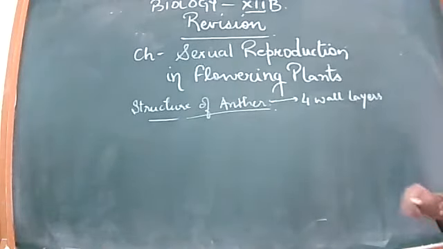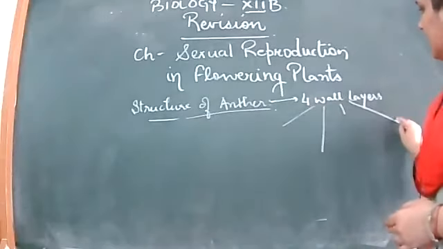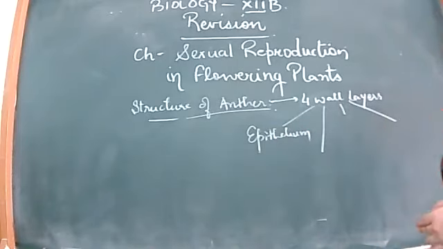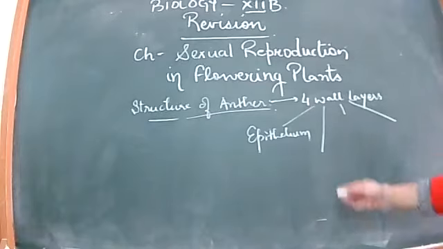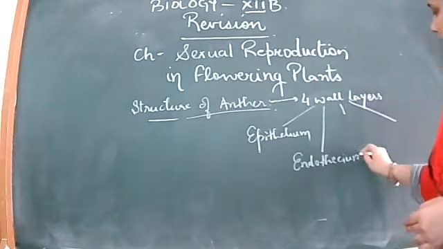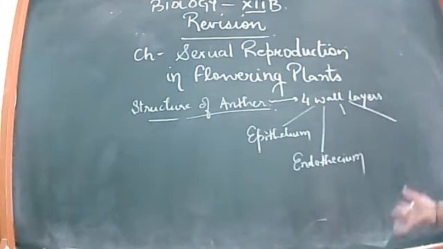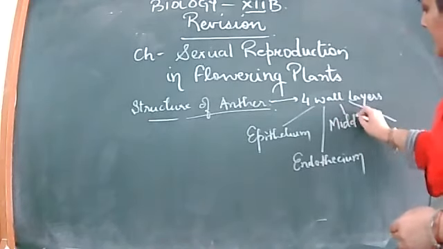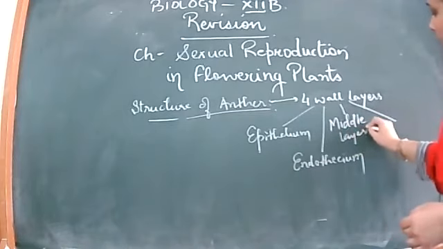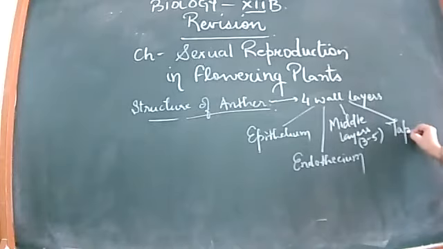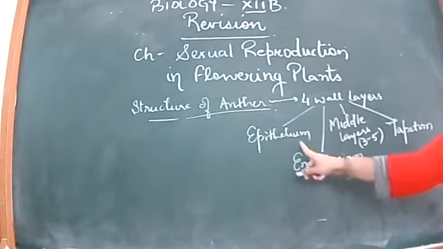What are these 4 wall layers? They start with the first, that is epidermis, which is a single layer present all around the anther. Second is endothecium. Endothecium is the second layer. Again, it is a single layer, and it is found around only the area where there is pollen sac, right? Then there are middle layers, which can vary in number from 3 to 5 layers, right? And the most important, that is the tapetum. The wall layers can be categorized into these 3 categories only.